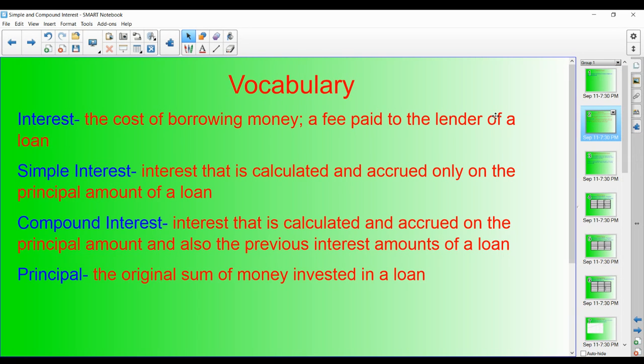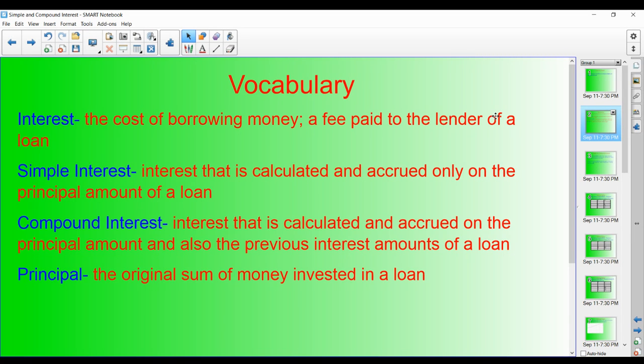So let's look at some vocabulary that we need to know for this finance chapter. So interest is the cost of borrowing money. It's a fee. If I put my money in a bank or in a financial institution, then the bank gives me interest because it's paying me a fee to use my money. Likewise, if I take out a loan, I have to pay the fee to that financial institution. So interest could be a good thing if we're letting someone borrow our money, or it could be a fee to us if we need to borrow someone else's money.